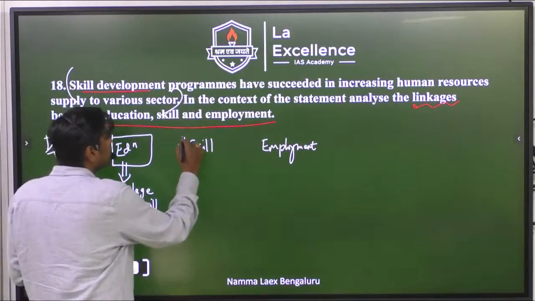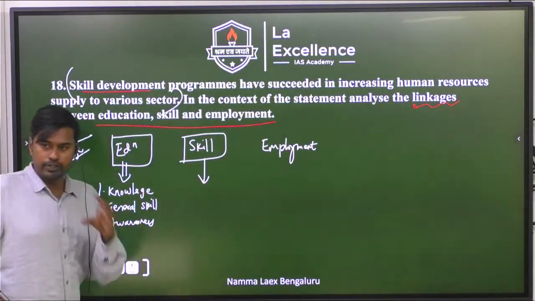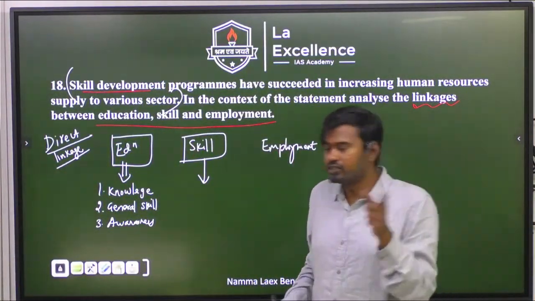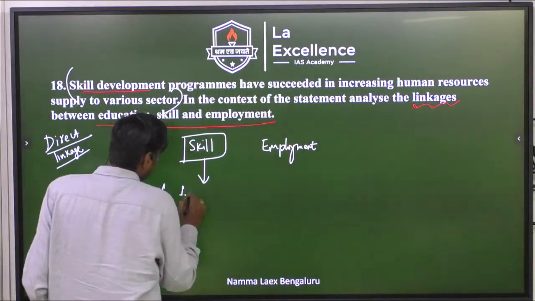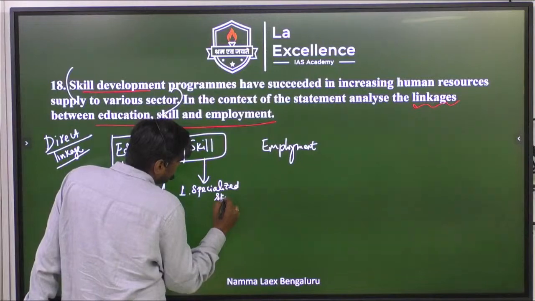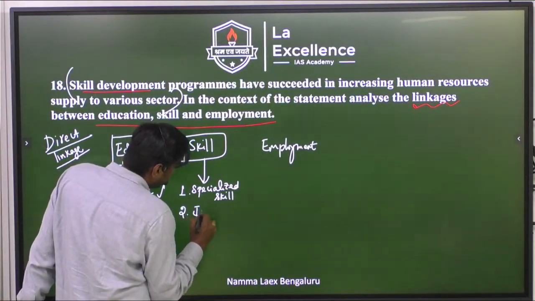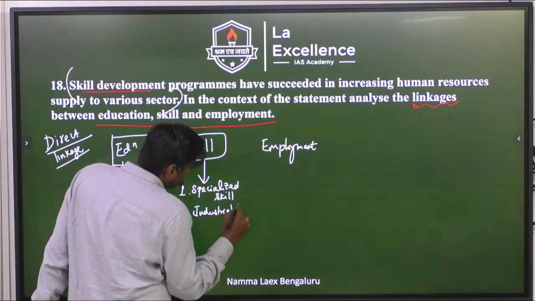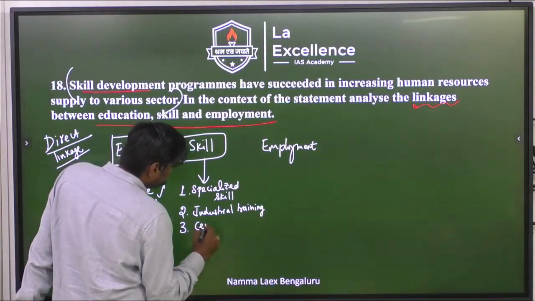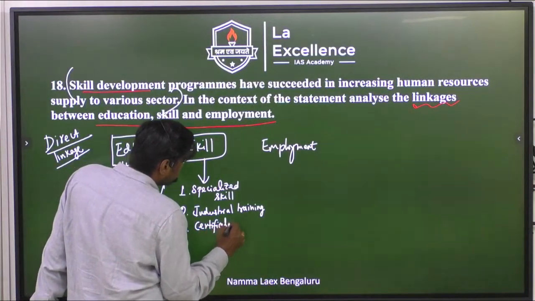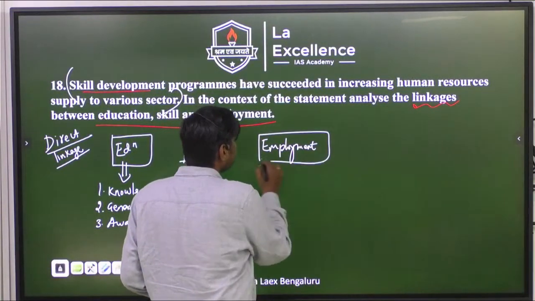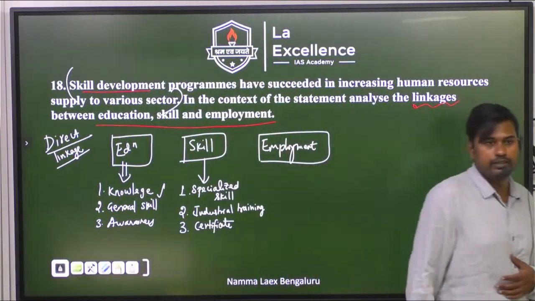And by skill, when you go for skill training, what do you get? You get a specialization. Here it is general skill, here you get specialized skill, and you will also get industrial training, and you will also get a certificate, a skill certificate. And for employment, what do you get?